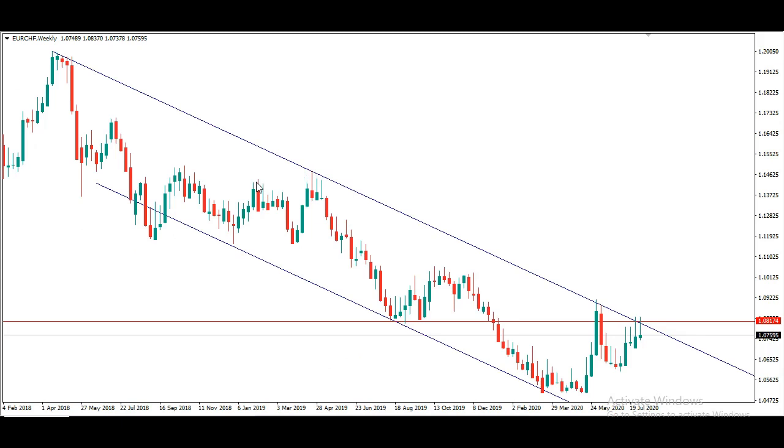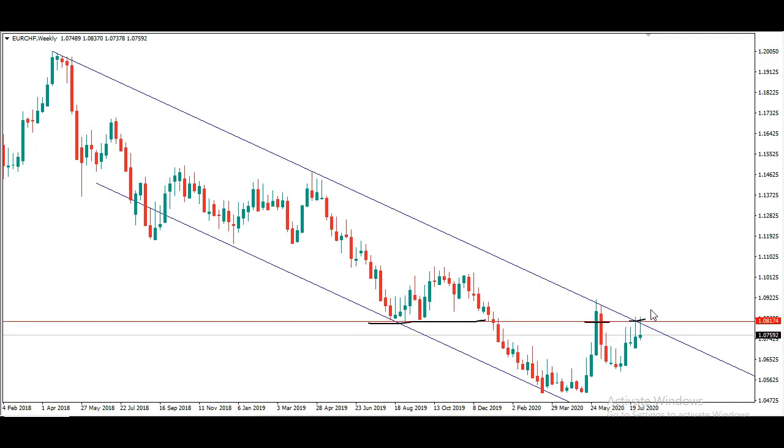Alright, so this is the weekly time frame on EURCHF, and we can see how this descending channel has been intact for at least 2 years now. And now once again we have price retesting previous area of support at this point as new resistance. We had a rejection of that level 2 months ago. Last week we had a rejection, and this week we're already having another rejection right here.